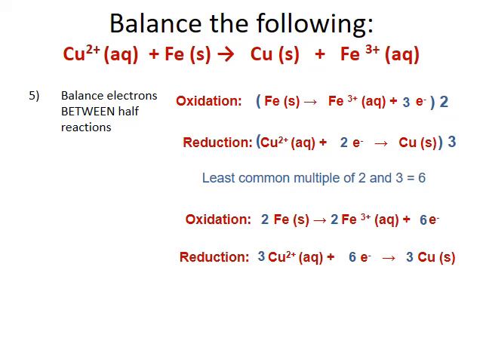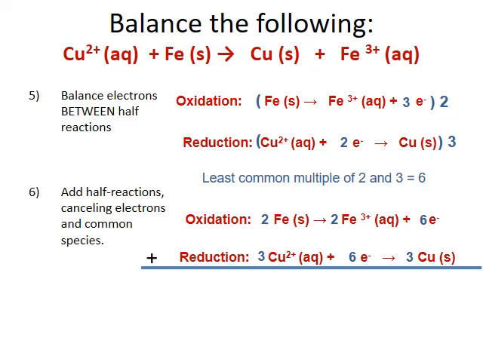And please note that we can multiply each half reaction by different numbers, so 2 for oxidation and 3 for reduction, as long as we end up with the same number of electrons overall in each reaction. This is to ensure that when we add together the 2 half reactions in the next step, the electrons cancel out. So that's what we'll do next.